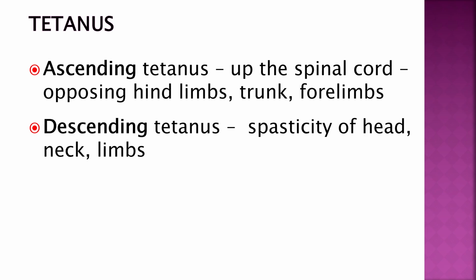Tetanus is of two types, ascending tetanus and descending tetanus. In ascending tetanus, it goes up the spinal cord, from the spinal cord to the opposing hind limbs, trunk and then forelimbs. In descending tetanus, there is spasticity of the head and neck, and then the limbs are involved.